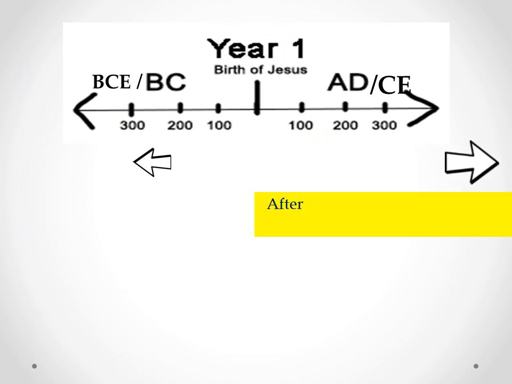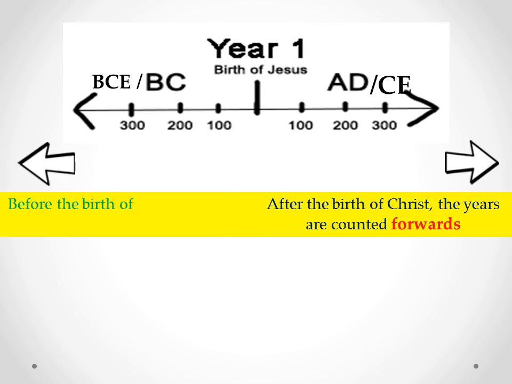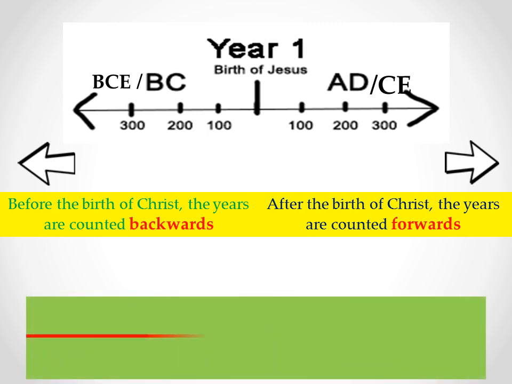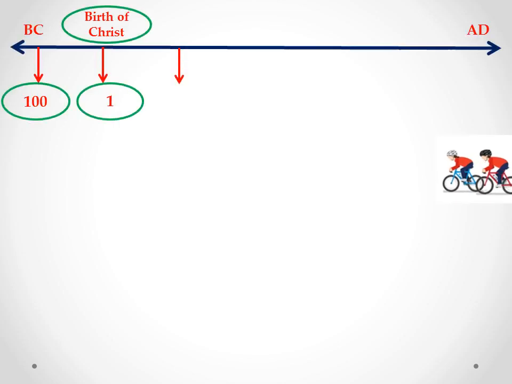Children, towards your right hand side, you write CE, which means Common Era, and towards your left hand side, we write BCE, which means Before Common Era. Let us take an example to understand how to write dates in AD or CE. Here, I have taken the example of Atlas Cycles. Atlas began manufacturing bicycles in 1951. As it is an AD date, you will write it towards your right hand side.